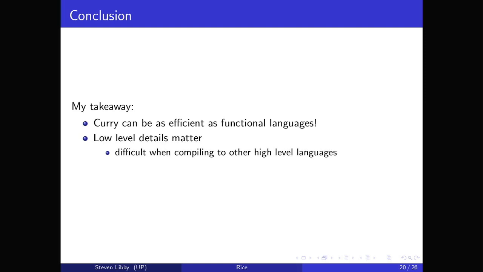Hi, very interesting talk, thank you. What steps have you taken to try to increase your confidence that your optimizations are correct?